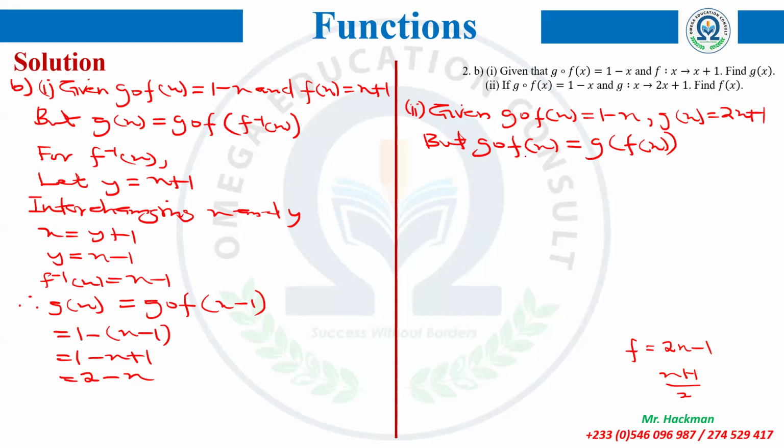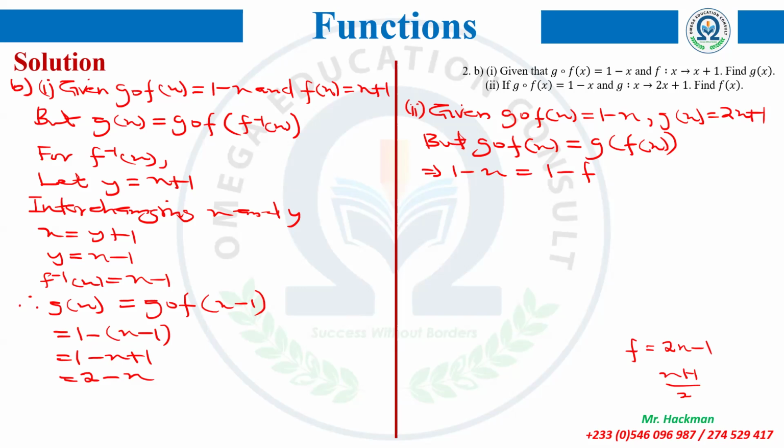So I'll write g of f of x, I'm told, is 1 minus x, which is equal to, by the meaning of this, wherever I see x in g of x, I put what? F there. So that would be 1 minus f. Is that clear? Hello, my professors, are you with me?